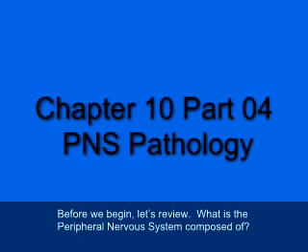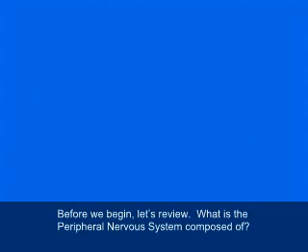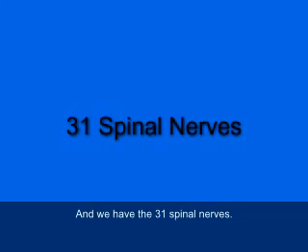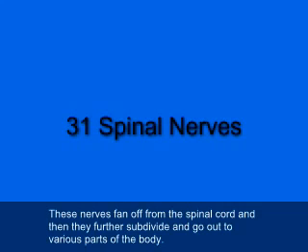Before we begin, let's review. What is the peripheral nervous system composed of? Well, primarily it's composed of 12 cranial nerves. These are nerves that go directly from the brain to the cranium. And we have the 31 spinal nerves. These nerves fan off from the spinal cord, and then they further subdivide and go out to various parts of the body.